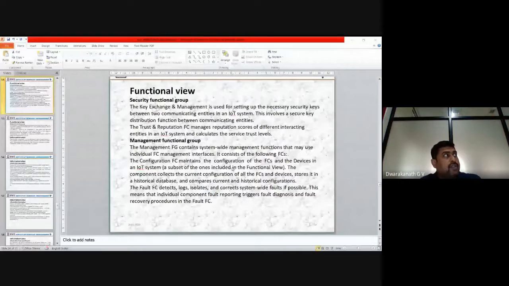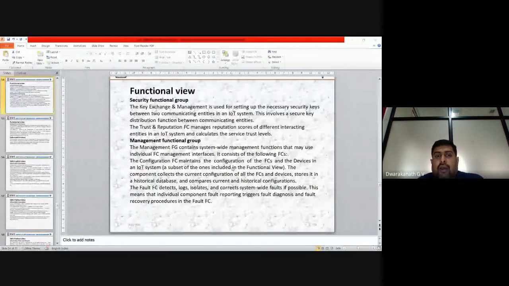Yeah, back again with the lesson. We'll continue from the last class, as we are discussing the functional view. In that, we are discussing the security components, right? Security functional components we are discussing, and we'll step into the next one, that is the management functional group.